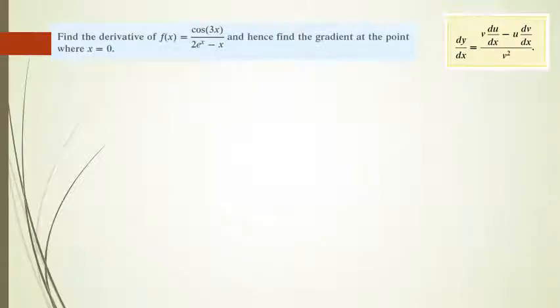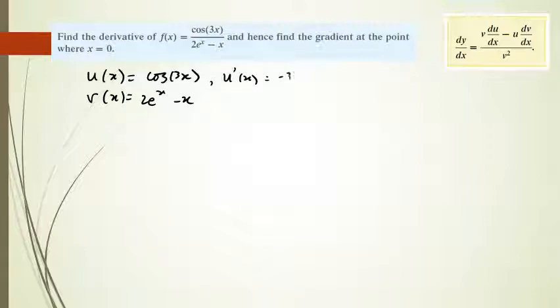Find the derivative of f of x equals cos 3x all over 2e^x minus x, and hence find the gradient at the point where x is equal to 0. So, u of x equals cos 3x, v of x is equal to 2e^x minus x, u dash of x, so the derivative is -3 sine 3x, and then v dash of x is 2e^x minus 1.